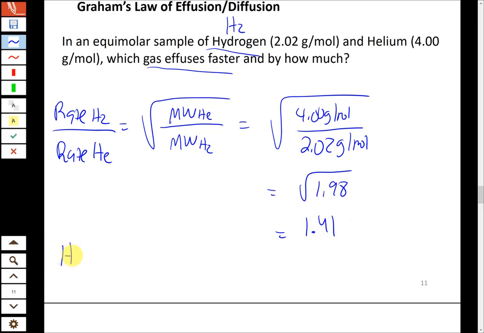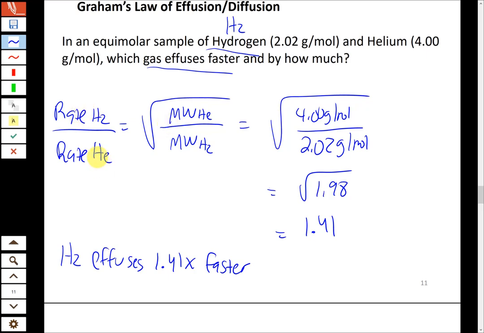So if this was a multiple choice question, you would choose an answer something like this: hydrogen effuses 1.41 times faster. Sorry? Why is hydrogen the one that's diffusing? Because we're taking a ratio of the two rates, and that ratio is greater than 1. So whenever a ratio of two rates is greater than 1, the one that's in the numerator is the one that's going to be moving faster. So whatever those absolute rates are, we don't know, but the ratio of those two is 1.41, with hydrogen being faster because it's in the numerator.